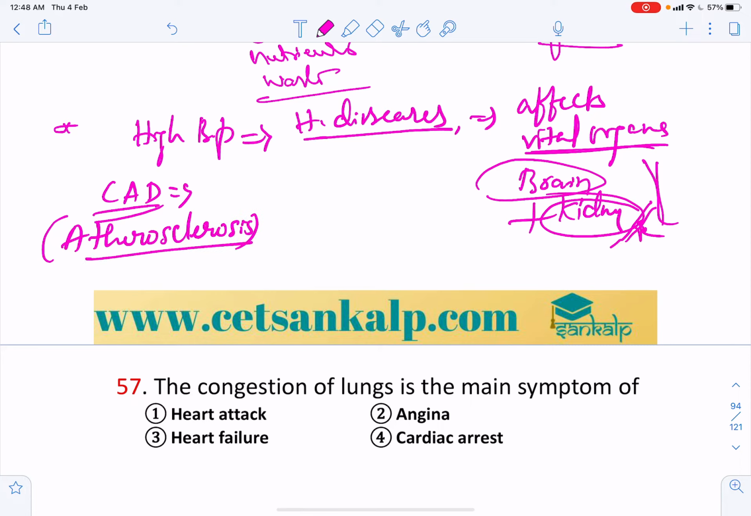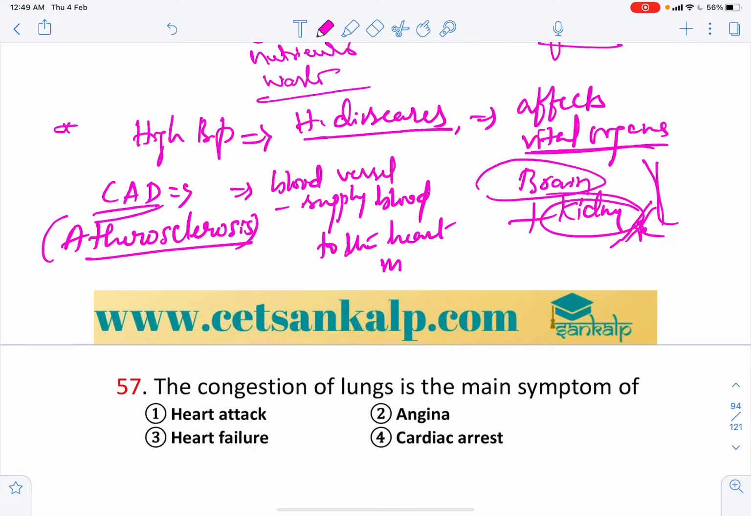Atherosclerosis. Coronary artery disease, which is also called atherosclerosis. Here the blood vessels which supply blood to the heart, right? So generally the vessels which supply blood to the heart muscle will be affected, meaning they get blocked by cholesterol. Assume there is an accumulation of cholesterol and the passage gets narrower, or it may be blocked, mainly caused due to the deposition of, we can say, calcium, right?